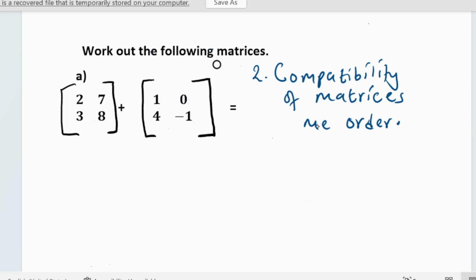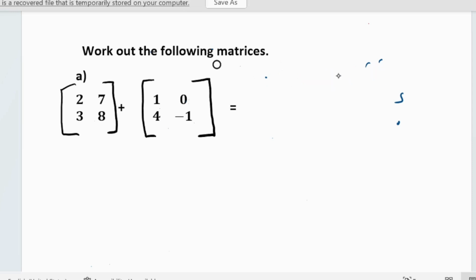With that knowledge, we can now try to add these two matrices. We start with the first matrix, which is 2, 7, 3, 8. We first determine its order, and we have said the order is RC, number of rows multiplied by number of columns. We count the rows, 1, 2, so it will be 2. Then the columns, 1, 2, it will be 2.